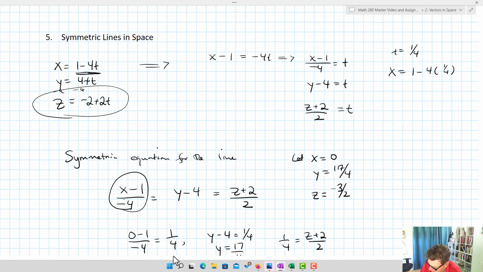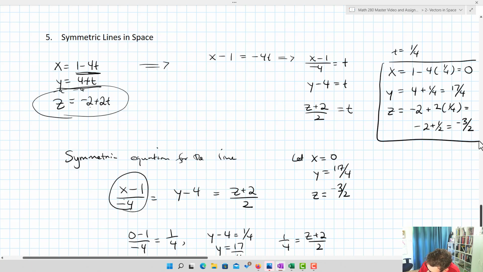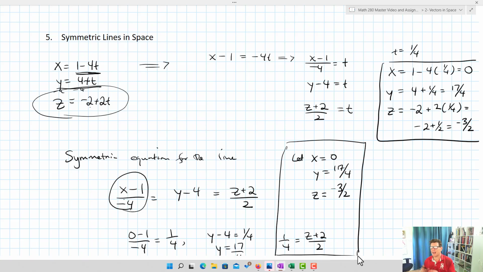And that's coming here from the parametric equation, and that equals 0. Then we take y, the parametric equation, and y equals 4 plus 1/4, which equals 17/4. And then z equals -2 plus 2 times 1/4, which equals -2 plus 1/2, which equals -3/2. And so you ended up with the same exact values for our parametric as we did for our symmetric.